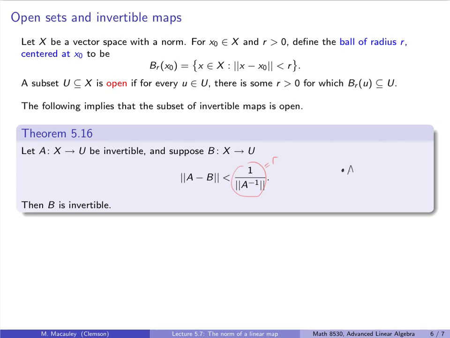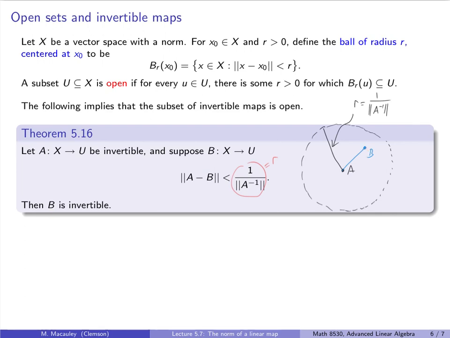So here's a picture of this. Here's A. And let's suppose that you consider the ball of radius R. So let me call this R equals 1 over the norm of A inverse. Now I claim that if B is any other linear map in this ball, that is what we mean when we say the norm of A minus B is less than this R. That means B is in here somewhere. Then I claim that B is invertible.